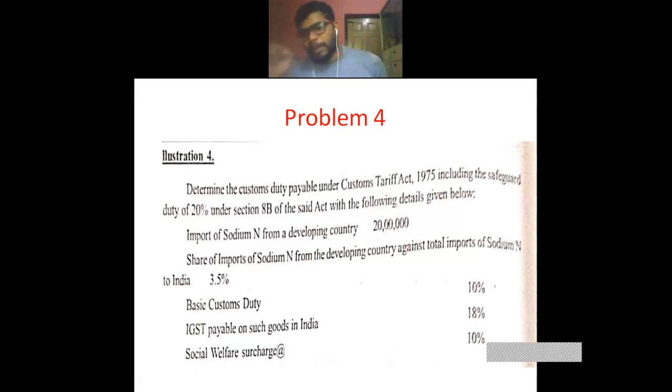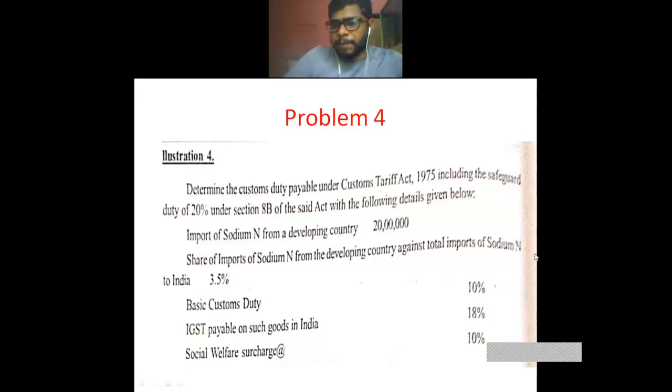If the share of the developing country is more than 3%, here it is 3.5%. If the share of the developing country is more than 3% of the total import, it means you can charge safeguard duty of 20%. If the share is less than 3%, you cannot charge safeguard duty of 20%. Therefore, if the share is more than 3%, you can charge 20% safeguard duty. I have given the note, you need not worry about that.